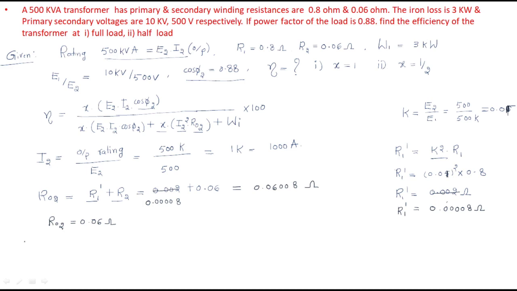From that you can write the copper loss. The copper loss equals the formula I2 square into R02. You already found the I2 value is 1000. So 1000 square into R02, which is 0.06. By simplifying this, we will get copper loss value as 60,000 watts.